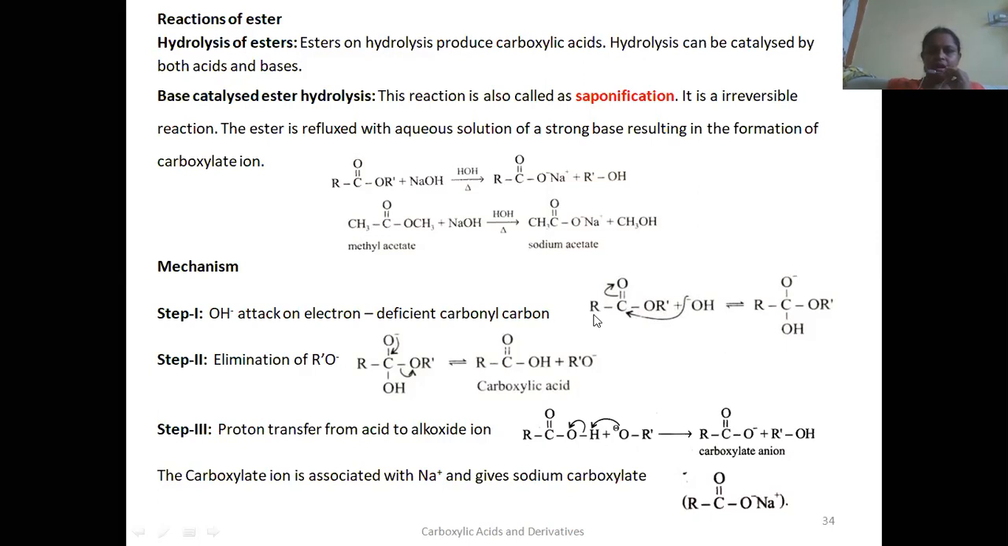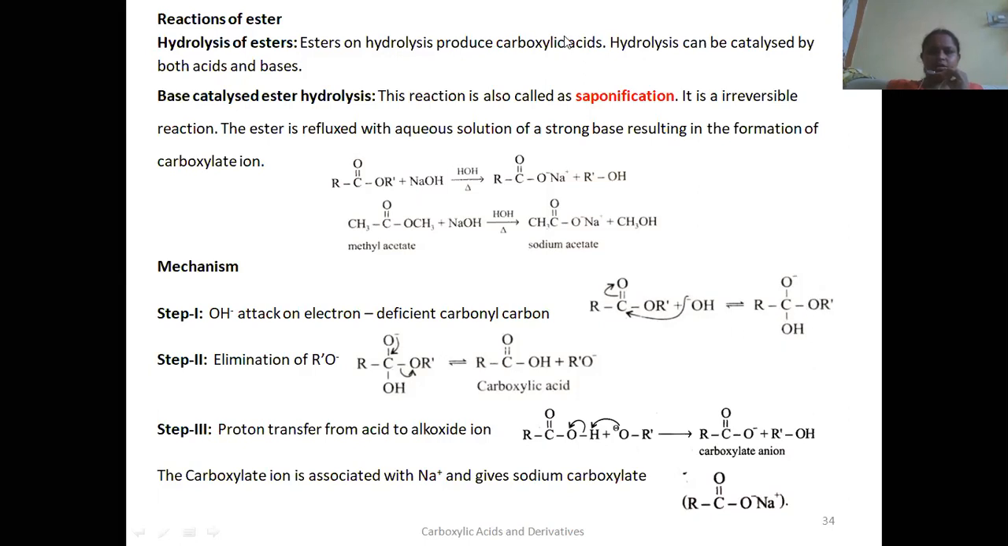See here, R, OR dash: these electrons are shifted onto the oxygen, so it is getting a negative charge, O minus, and a new bond is formed here between C and OH. The next step is elimination of this alkoxide group. Which group is the alkoxide group? This one is the alkoxide group, this one is the hydroxide group. So now the next step is the elimination of this alkoxide group.